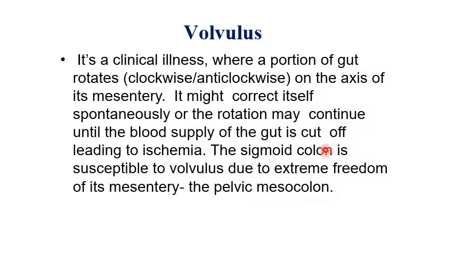Then this condition might correct itself spontaneously, or the rotation may continue until the blood supply of the gut is cut off, leading to ischemia. Means it may correct itself, or if it is not corrected, then the blood supply will be cut off, and that will lead to ischemia, means the lack of blood supply to that part. The sigmoid colon is quite susceptible to volvulus because of the extreme freedom of its mesentery.